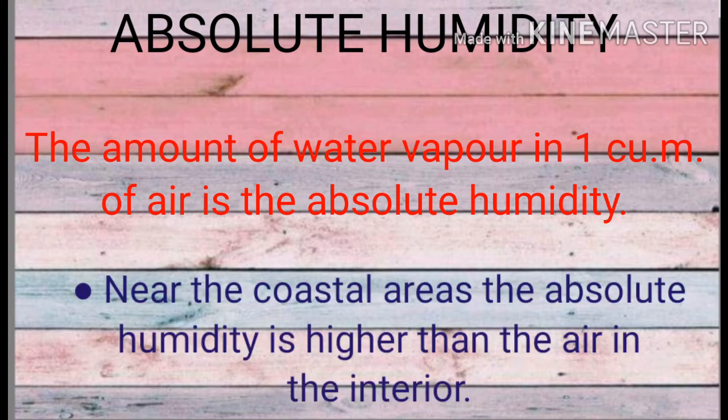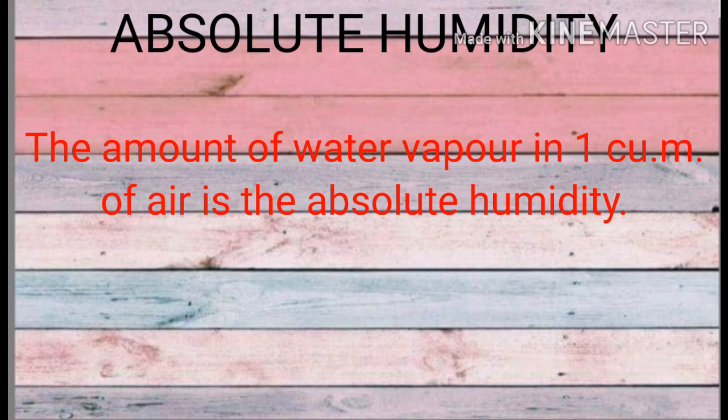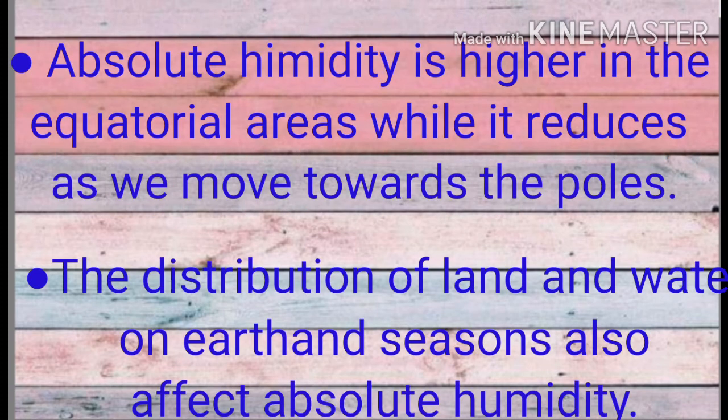Near the coastal areas, absolute humidity is higher than air in the interior. As we go away from the coastal areas, the absolute humidity decreases. The absolute humidity is more near the coastal areas, and air in the interior has lower absolute humidity than the coastal areas. Absolute humidity is higher in the equatorial areas, while it reduces as we move towards the poles. The distribution of land and water on the earth and the seasons also affect the absolute humidity.